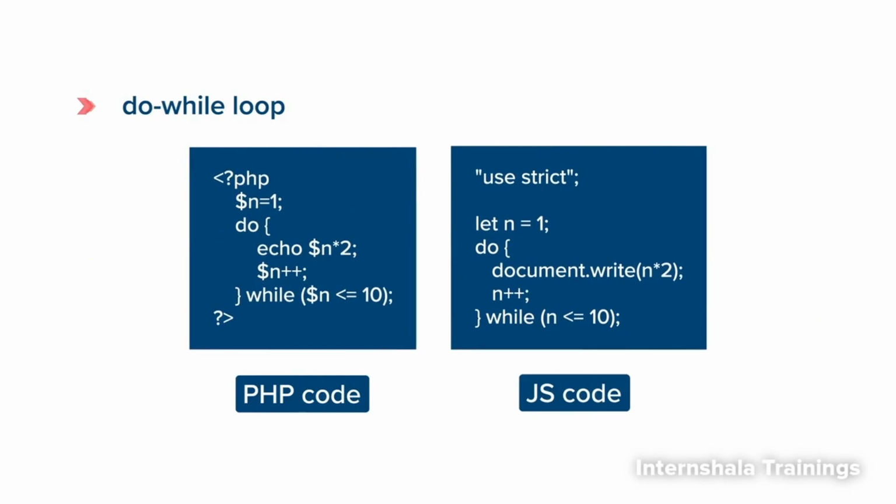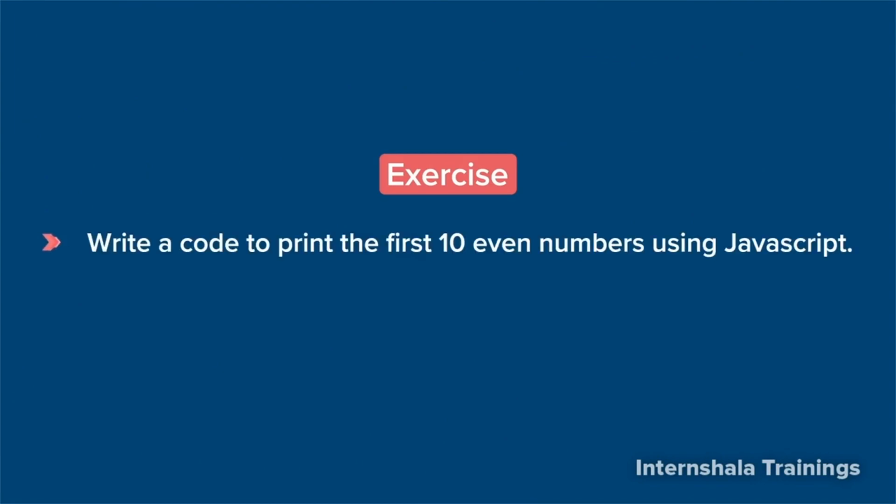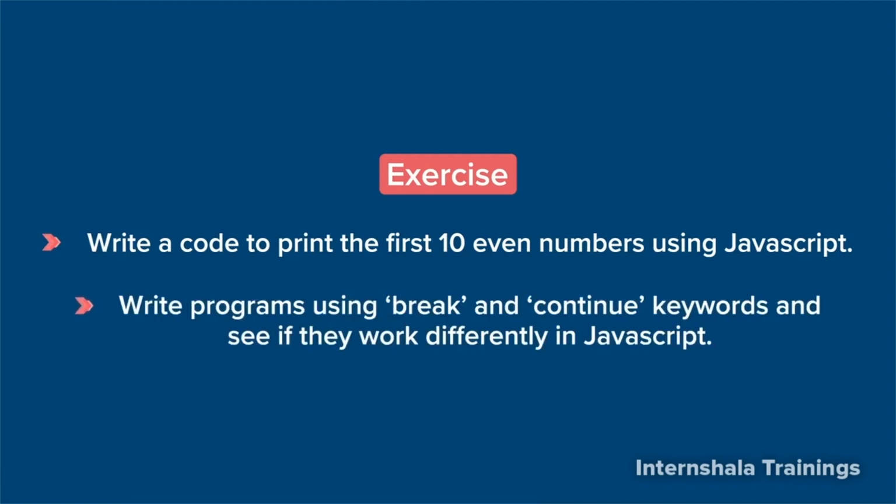The for loop, break, and continue keywords work exactly the same way in JavaScript as we have studied in the PHP module. This brings us to an exercise which you have to do on your own. The first part of the exercise is to write a code to print the first 10 even numbers using the for loop, and the next part is to write codes using break and continue keywords in JavaScript.